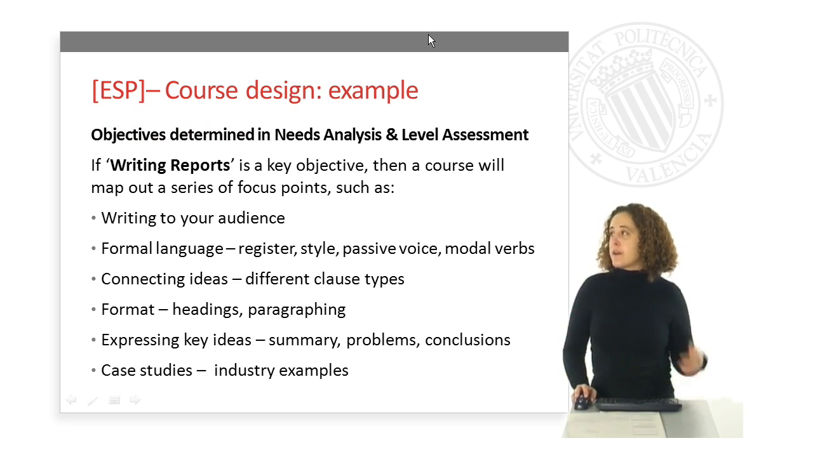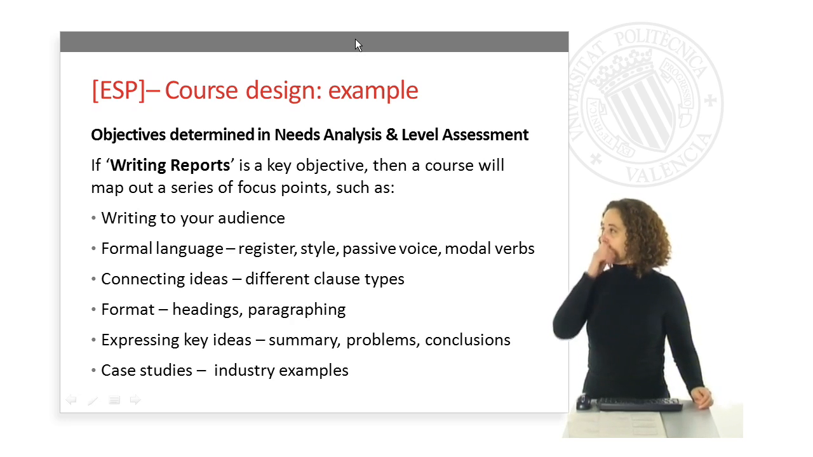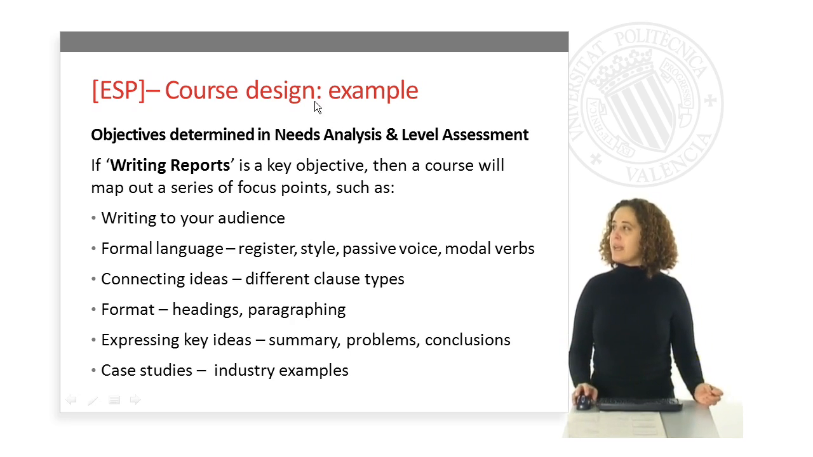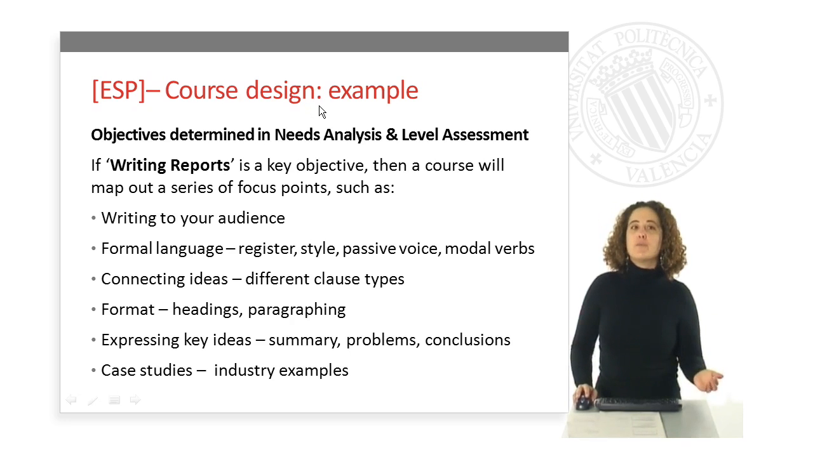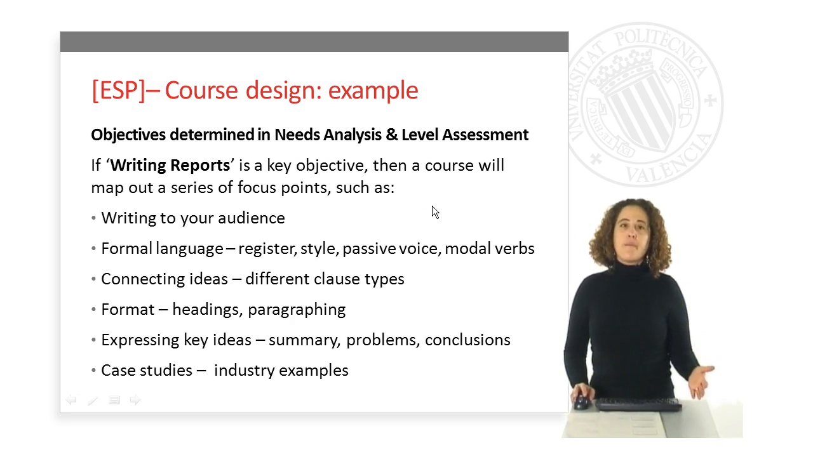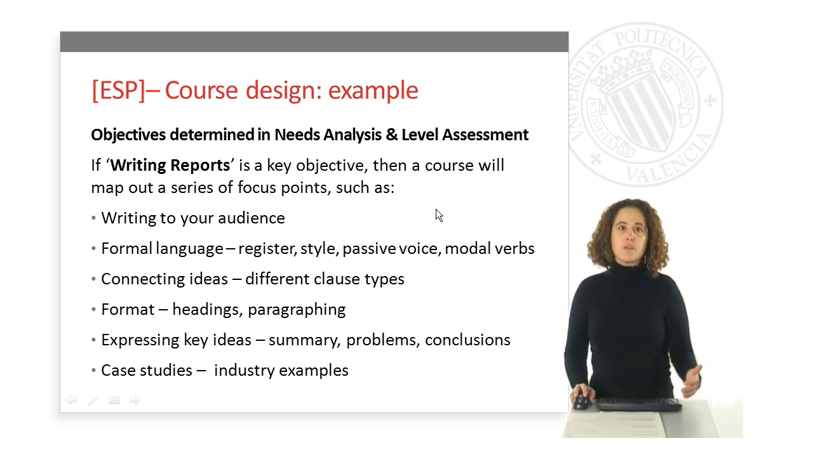An example of an ESP course would be, after an analysis of needs, we find out, for example, that the objective is writing reports, or it is one of the objectives, one of the abilities that the person will have to have. So the activities included for this course should include writing to your audience, formal language as compared to informal language in terms of register, style or verbs, connecting ideas, the use of connectors or clauses, format, expressing key ideas, for example, summarizing or concluding, and then using real set case studies. So situations that the students will have to face when they use the language.